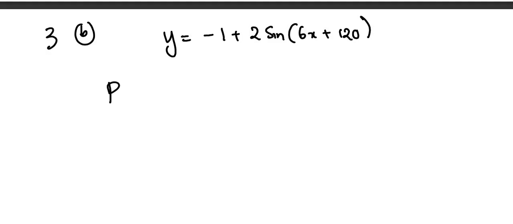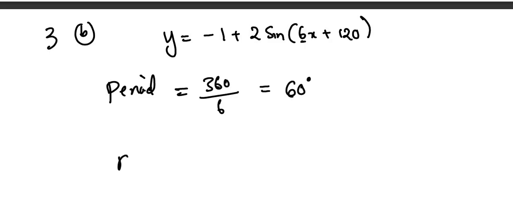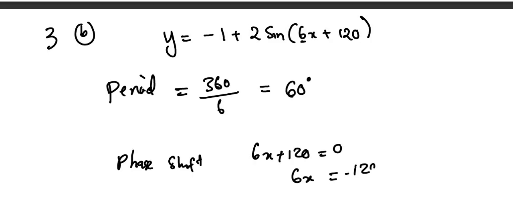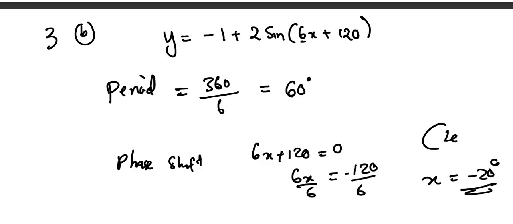So here we're going to have the period. The period is simply going to be 360 divided by B, right? Our B here is 6, what's in front of your x. So we're having 2 pi, or rather we can just say 360 over 6. Then the phase shift: we say 6x plus 120 equals 0, so 6x is equal to -120. Divide this by 6, meaning x is -20 degrees. So this is a shift to the left, a left shift.